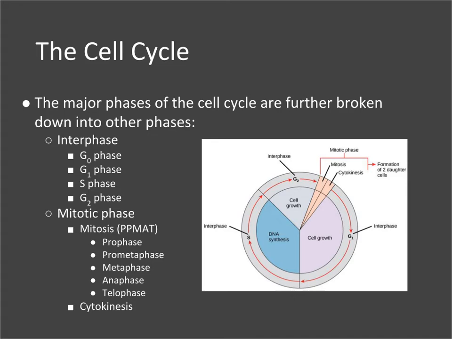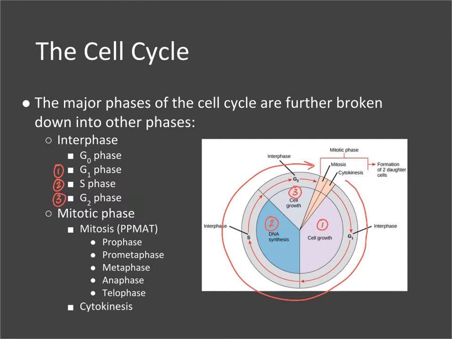Now, those two major phases that we talked about are further broken down into smaller phases. So remember that interphase is basically this whole area of the cell cycle here. But we can see that there are actually three subphases that go along with interphase. The first one is the G1 phase, followed by the S phase, and followed by the G2 phase.